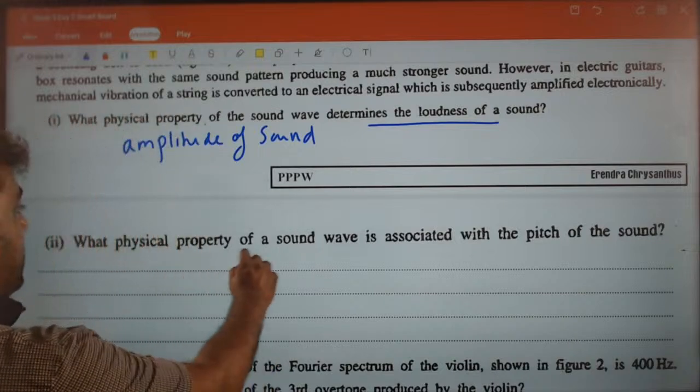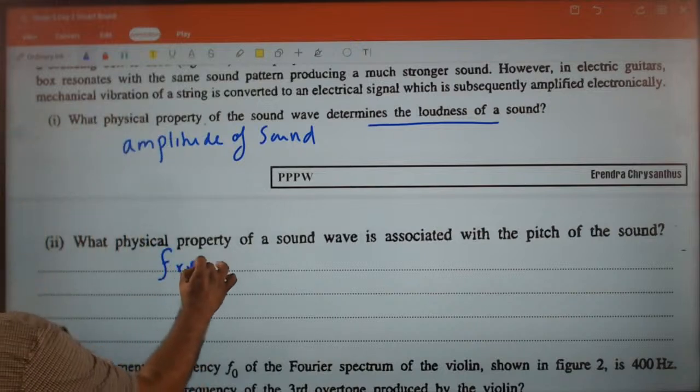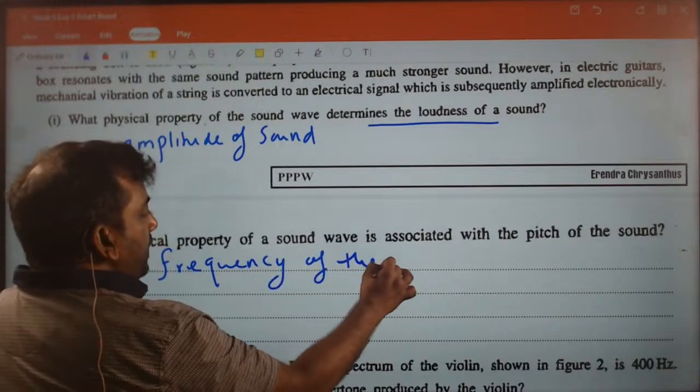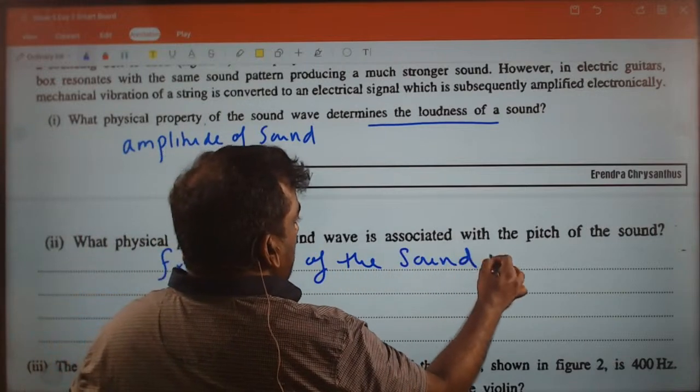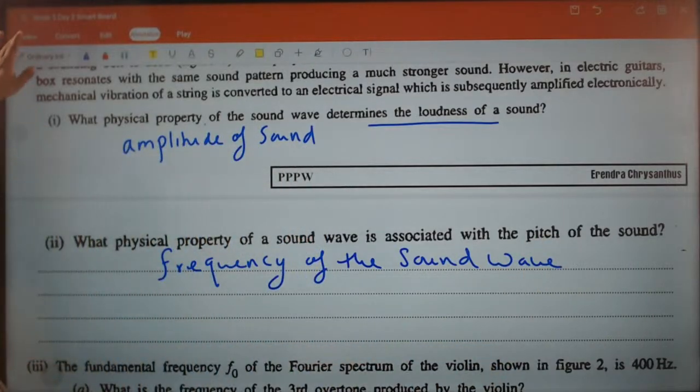What is the physical property of the sound wave associated with pitch? Frequency of the sound wave. There you go. Frequency of the sound wave. Okay. Right.